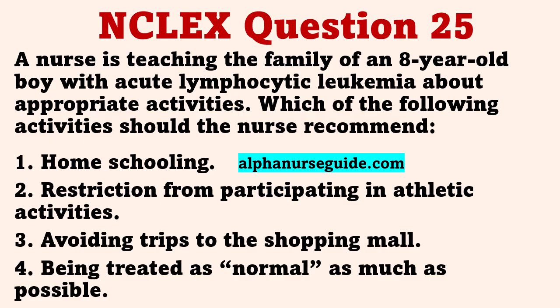The correct answer is 4. Any child with a chronic illness should be treated as normally as possible. Unless the child has severe bone marrow depression, he should be allowed to go to school with others and can go to the mall. If the child is in remission, athletic activities are allowed.